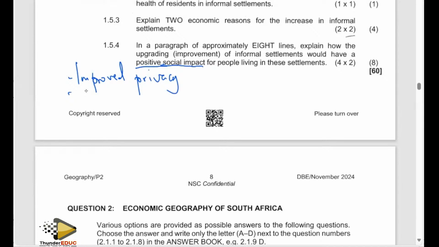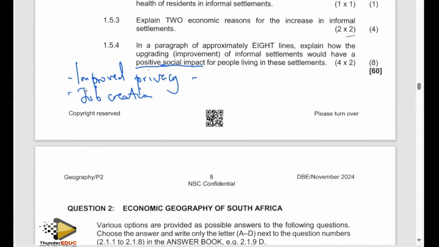And also we can talk of job creation. For the people, the society will access jobs. In the process of upgrading, it means the local people are involved in the process. In upgrading the infrastructure, the roads in the informal settlements, the local people are involved, they are getting jobs. So it's a societal positive impact.